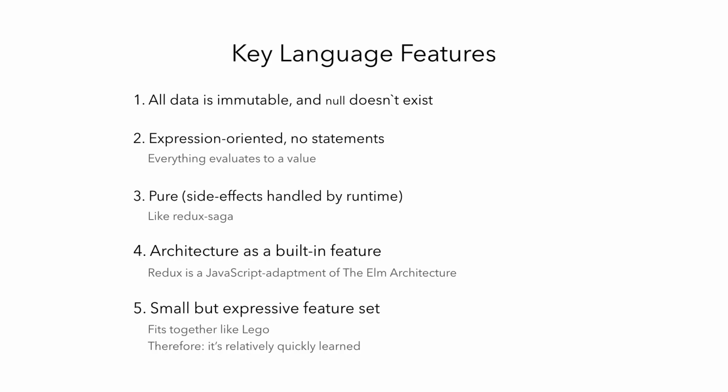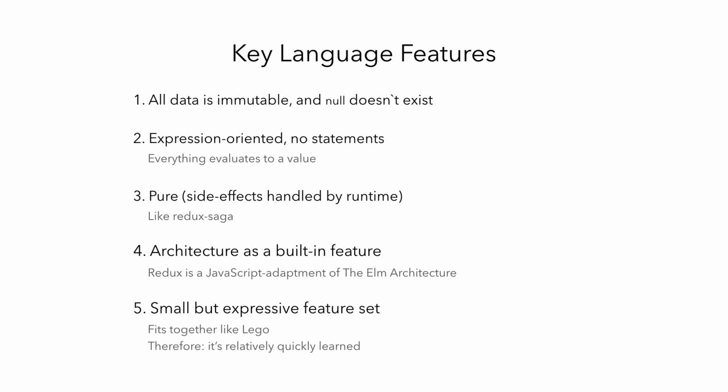So let's look at some key language features in Elm. So all of the data is immutable. You can't just opt in for immutability. It's there by default, and you can't turn it off. And there's no null. And no null means no null pointer exception. So that's a big part of how they can promise you no runtime errors.